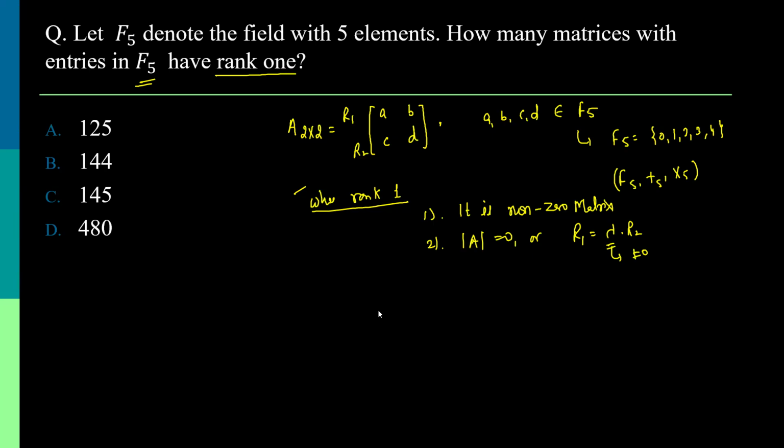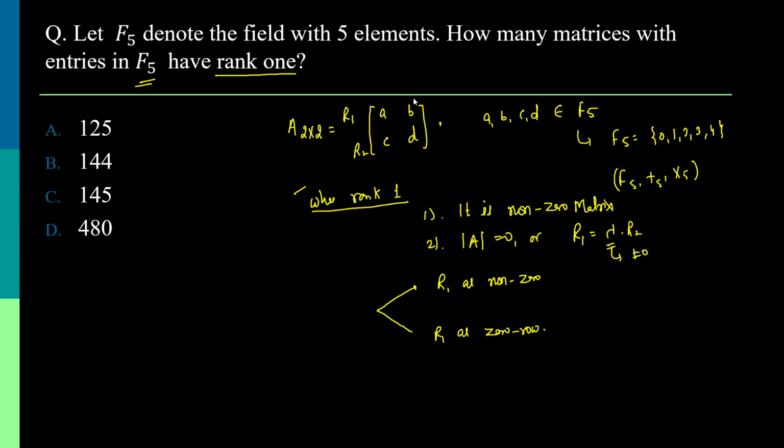So I am dividing this calculation into two portions. In the first portion, I am taking row number 1 as non-zero, that means R1 is non-zero. And then I will take R1 as the 0 row. So 0 row and non-zero row. Now let us count the choices. I will count the choices for both of the cases and then add them to get the number of matrices whose rank is 1.